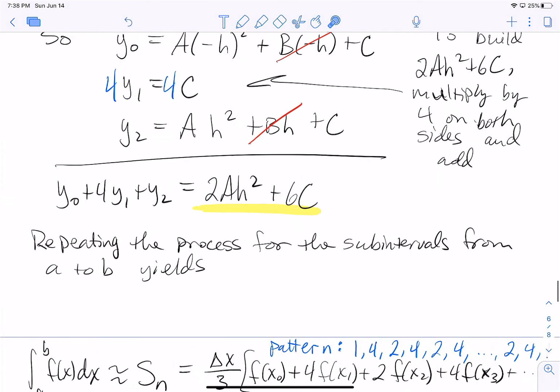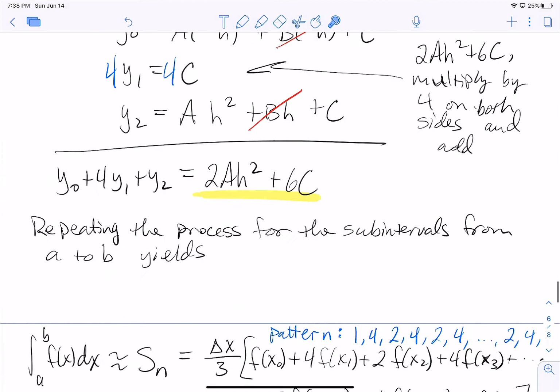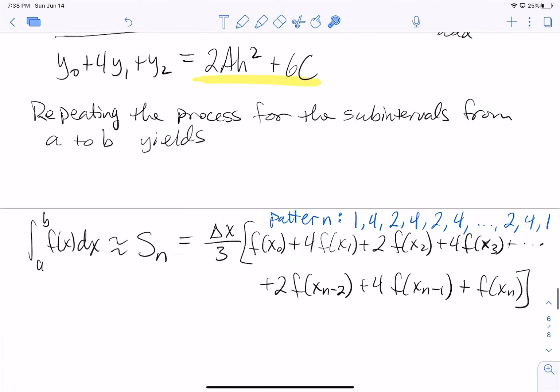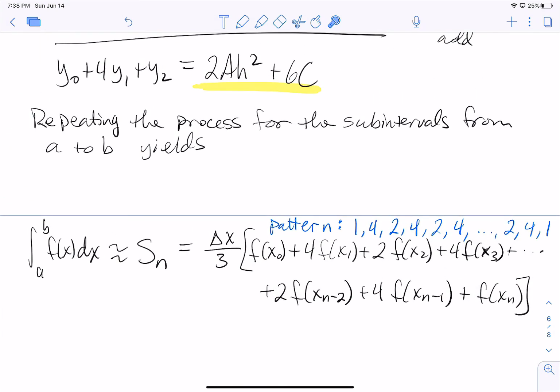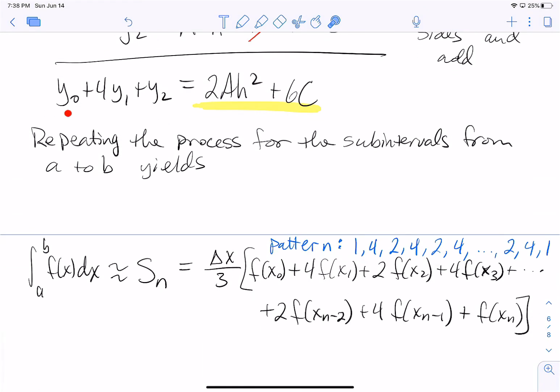Well, folks, when we did the integration, we found h over 3 times the quantity of 2ah squared plus 6c. That h over 3 is what became delta x over 3. As for the rest of it, when we added these equations together, we have y sub 0 plus 4y sub 1 plus y sub 2. So that's where the f of x sub 0 plus 4 f of x sub 1 is coming from, right? That is y sub 0 plus y sub 1. But then what's up with this 2 here?